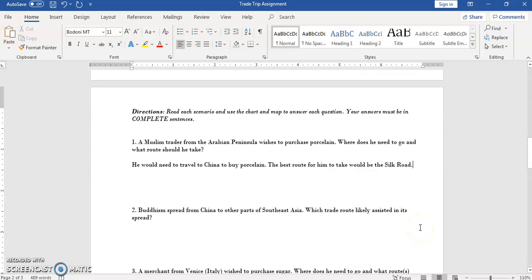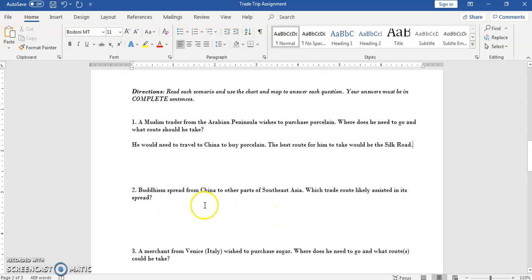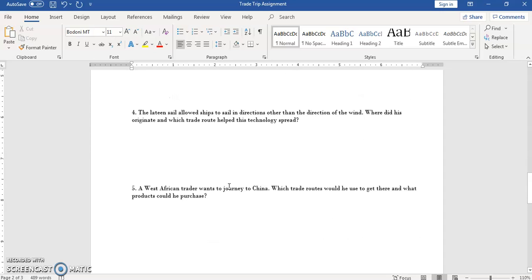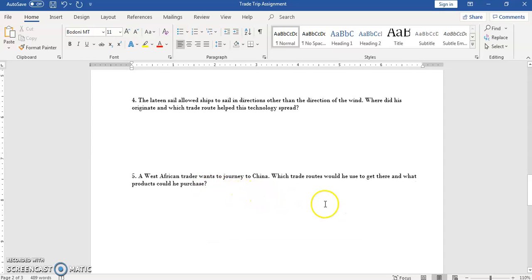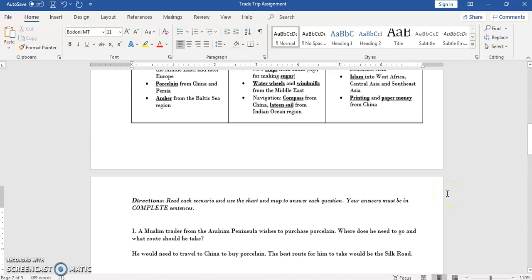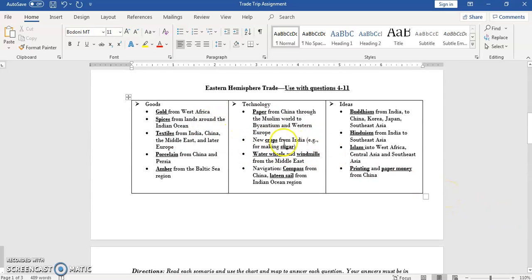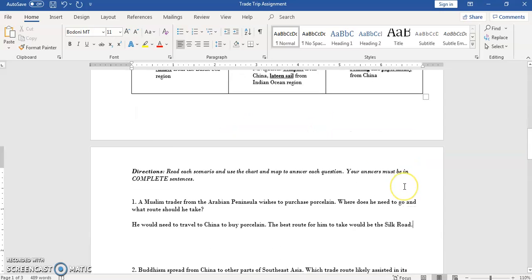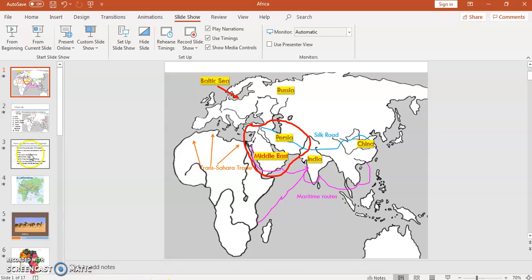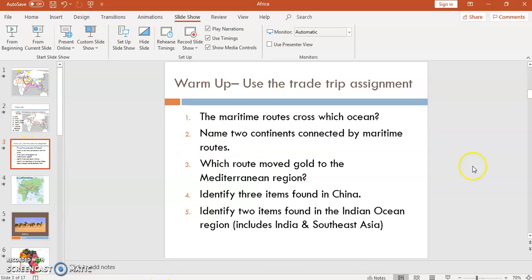So you're going to repeat that for the remaining few questions. So a question about Buddhism, traveling from Italy, a question about the Latin sail, a West African trader wants to go to China, what route should he take? So you're going to use the map that you did, and you're going to use the directions and the items right here to answer those few questions. So let's take a look at this. Use your map and you can pause it here to quiz yourself to answer these 5 questions. So take a minute to pause the video.